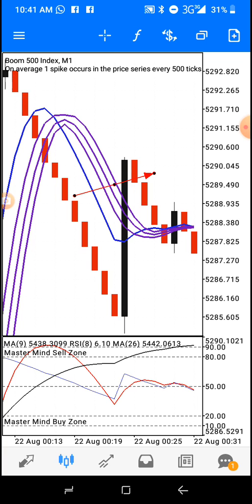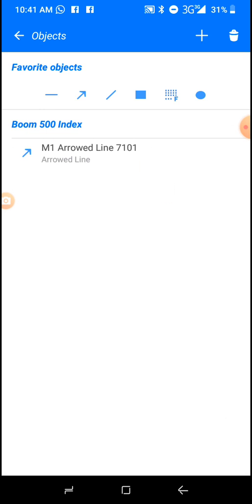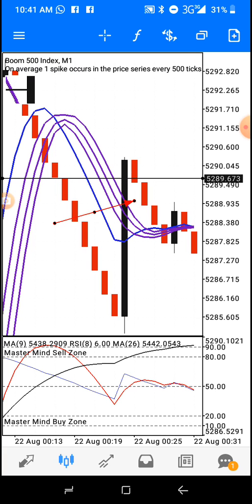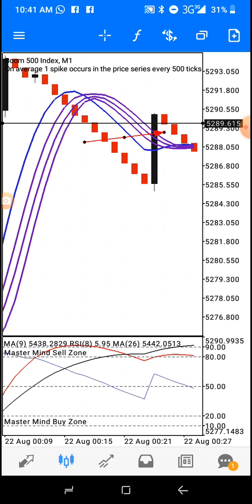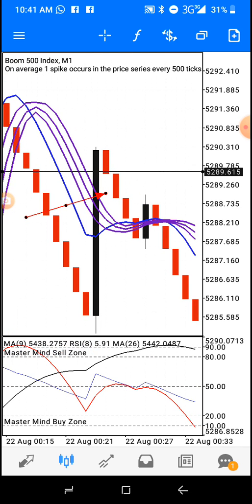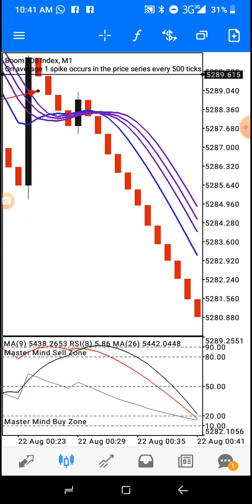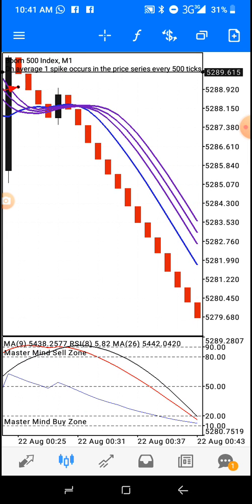The condition is when the moving averages touch the 20 indicator level, like we have here. When they touch the 20 indicator level, you should be leaving the market. Okay, that's the condition. You don't have to be greedy. I advise you to only use the strategy to scalp sells only.